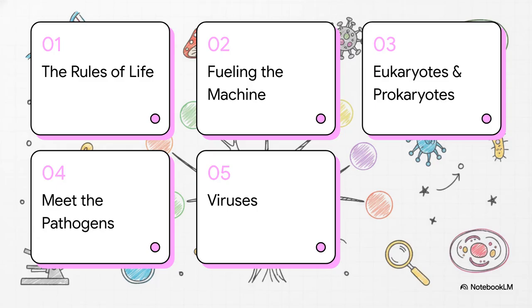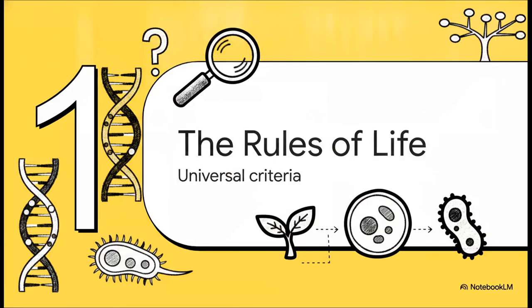Here's our agenda. We'll start off with the rules of life, then look at fueling the machine, compare eukaryotes and prokaryotes, meet the pathogens, and finally, we'll examine the ultimate biological rule breakers, viruses. All right, section 1, the rules of life.